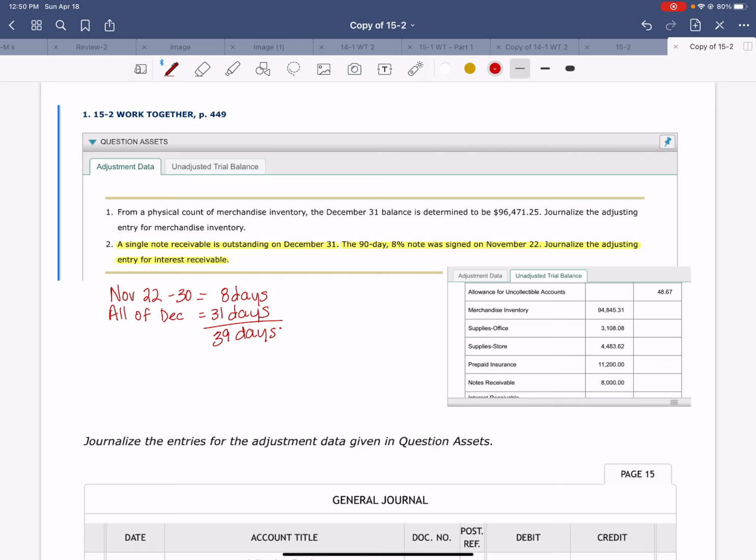Okay, to see how much interest we've accrued, we take a look at this account right here, our notes receivable. It says it was a single account there. So we're going to take the principal of $8,000 times the interest rate of 8% times 39 days out of 360 days. And we will have an interest that has accrued of $69.33. And this is the adjustment we need to make. So we identify the income that we had in this fiscal period.